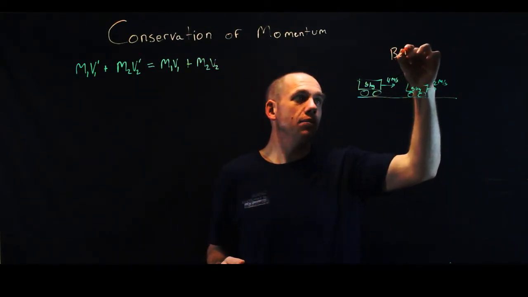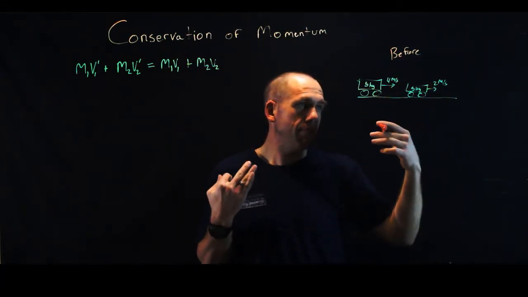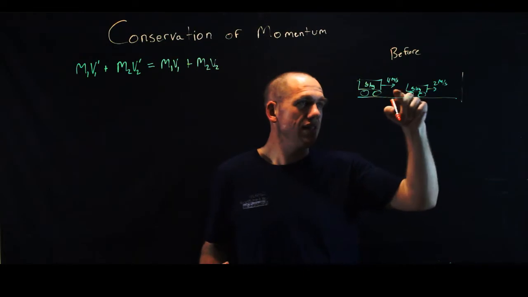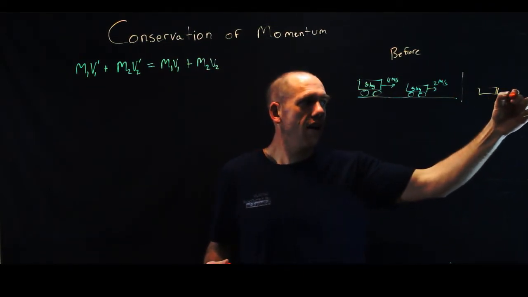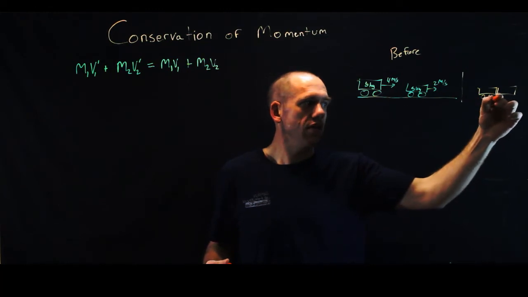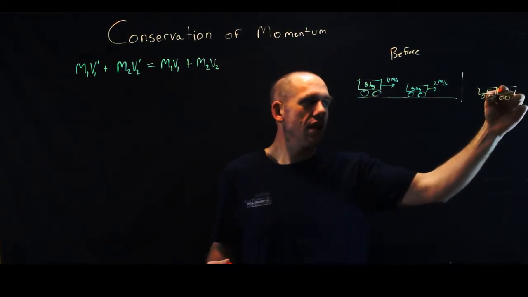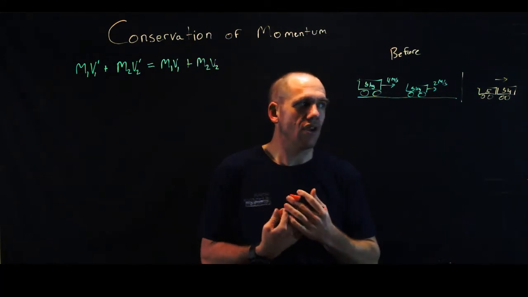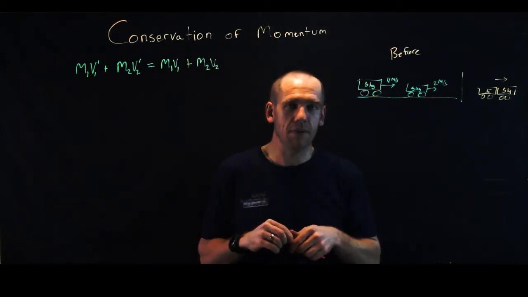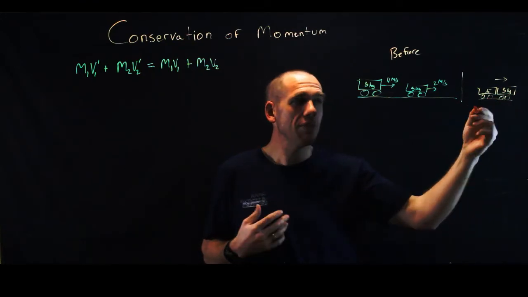Before, I have 2 objects that are moving, they have momentum, but they're separate. But since this one is going faster than that one, it'll catch up. And eventually, I'll have these 2 carts together. Their masses won't change. That one's still 5 kilograms. This one's still 5 kilograms. But now, they'll be moving off in that direction at some other speed. What will that speed be? Well, we might be able to guess it, but we can show mathematically what it is.